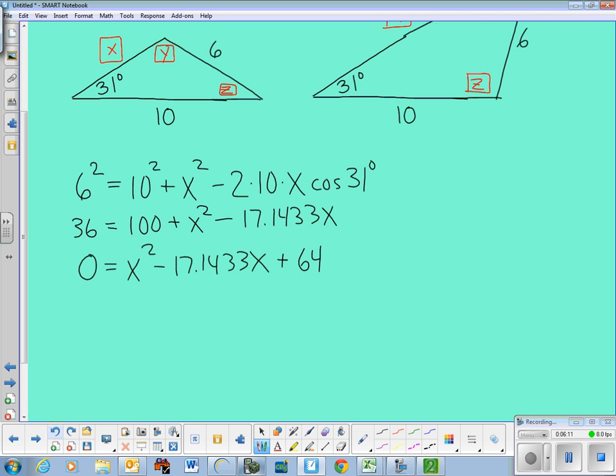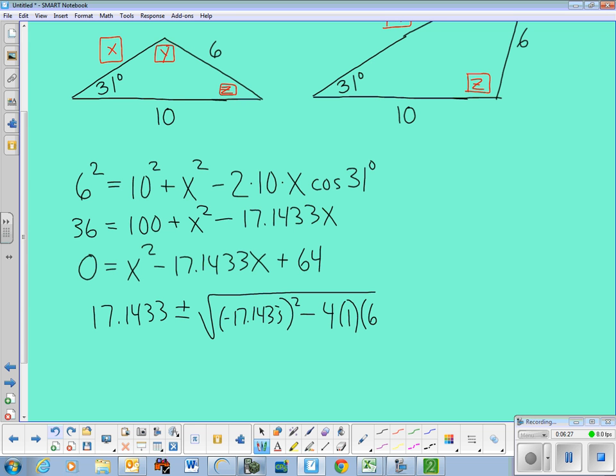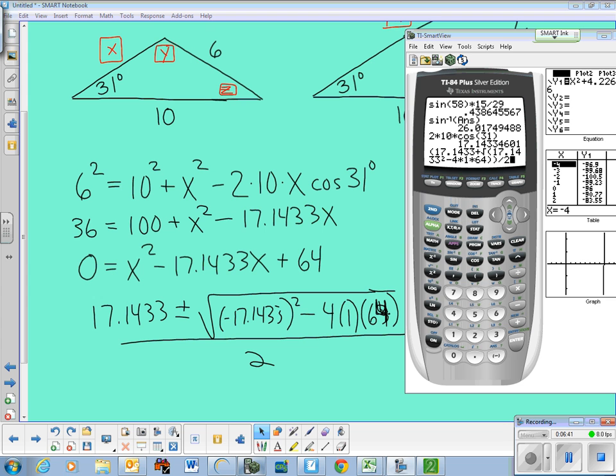All right, so let's use the quadratic formula. Negative b plus or minus the square root of b squared minus 4 times a times c, all over 2a. All right, so I'm going to pause a moment, get that in my calculator, be right back. Okay, so I've entered in the quadratic formula. This is the plus version. So if I use the plus sign, I get 11.65.